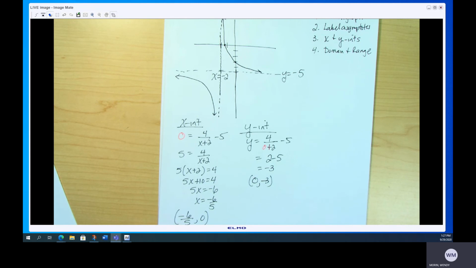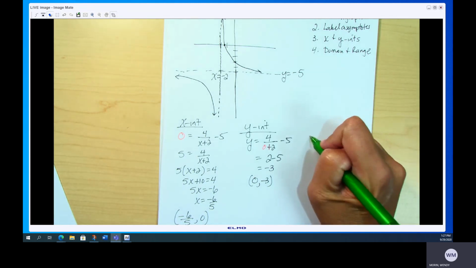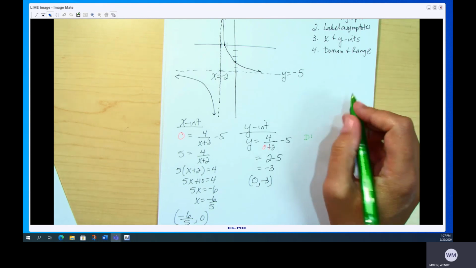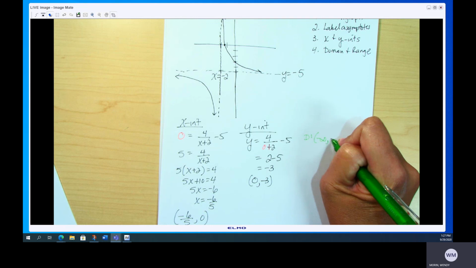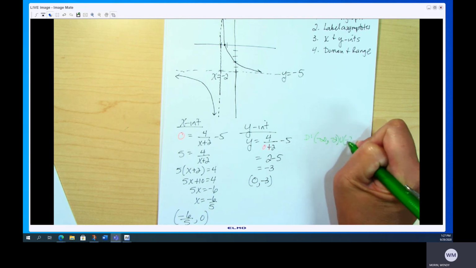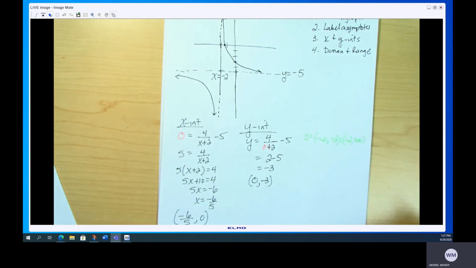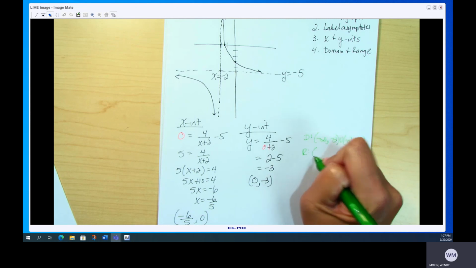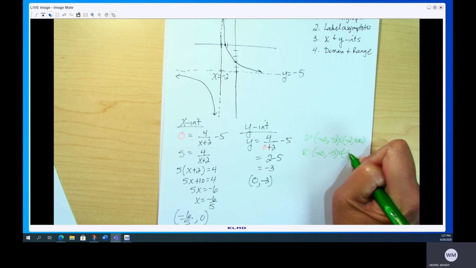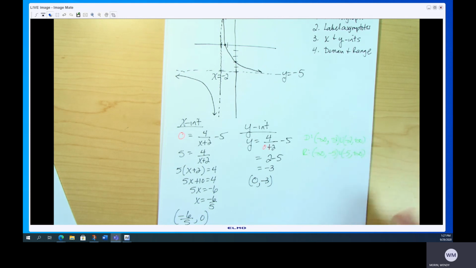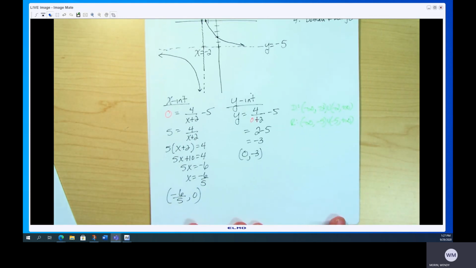So the last thing I asked you to find was domain and range. So the domain are all the x values. So every x value except -2. That's -∞ up to -2, not including -2. And then the range, all the y values are everything except -5. And that is the interval notation for all reals except -5. And that is all.